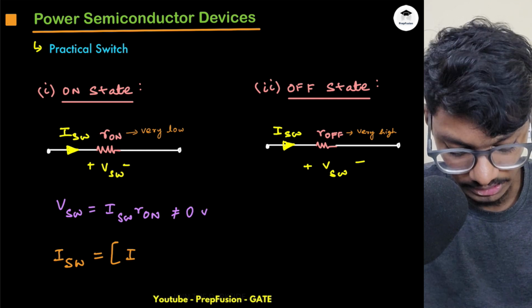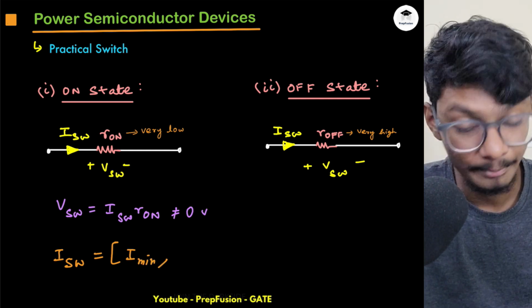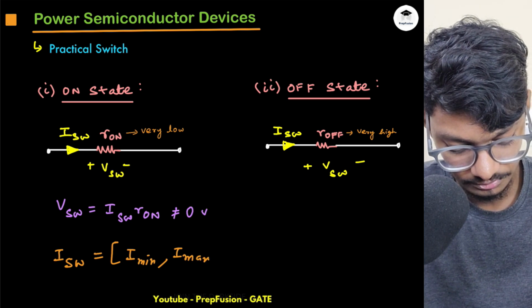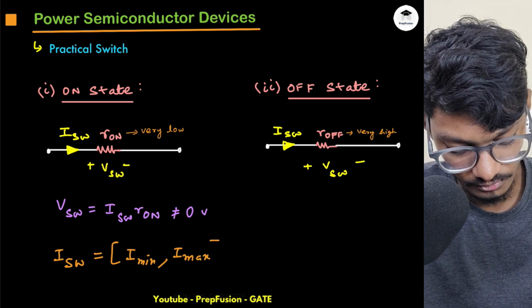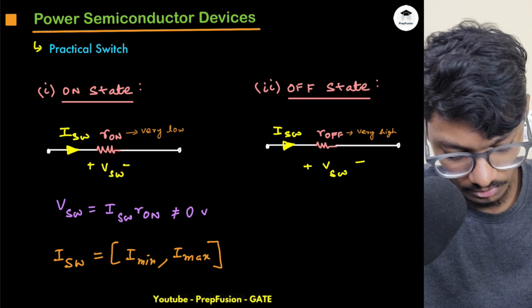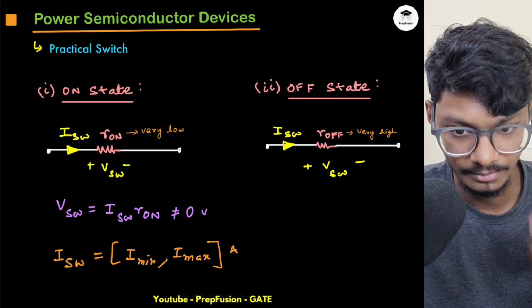Which is like in the data sheet of the switch, that will be given: the minimum current that shall flow and the maximum current that shall flow. Okay, so there is a limitation in a practical switch.